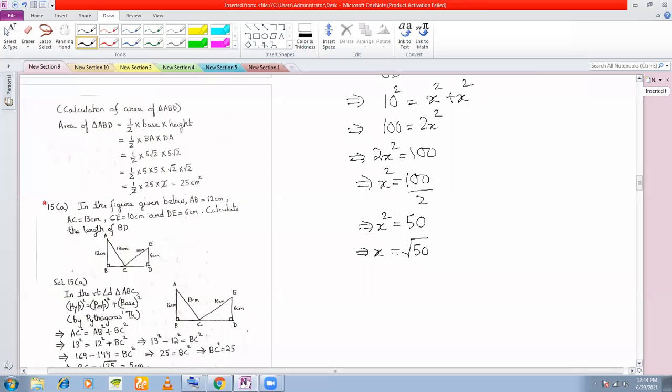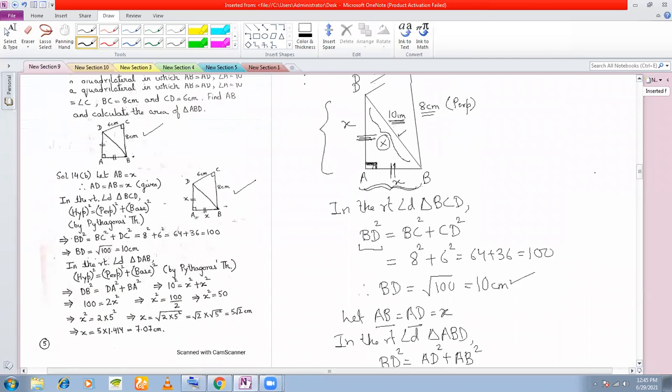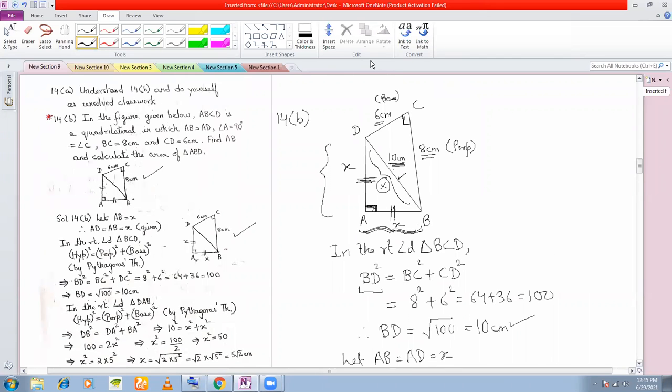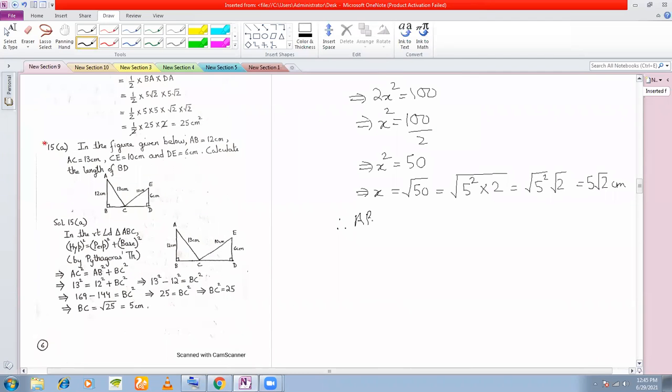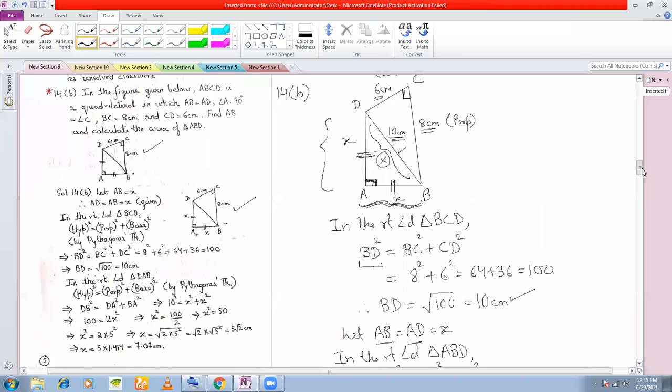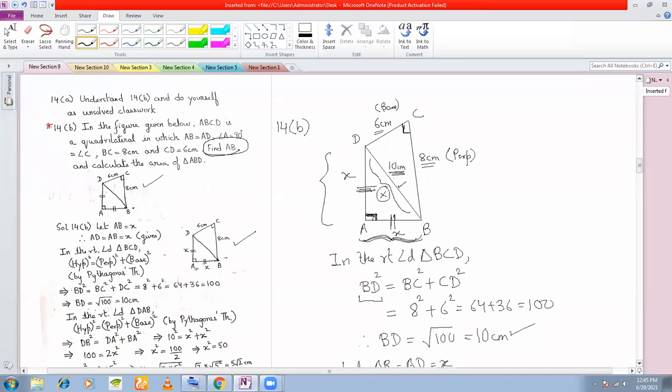Now this is a pure surd. You can convert it to a mixed surd. Prime factorize 50. You get 5 square into 2, which is equal to root 5 square into root 2, which is equal to 5 root 2 centimeters. So you have got the length. What is the length here of this AB? You needed to calculate the length of AB. AB here is X, which is equal to 5 root 2 centimeters. Fine. So first part of the question is done. That is find AB. This part we have done already.